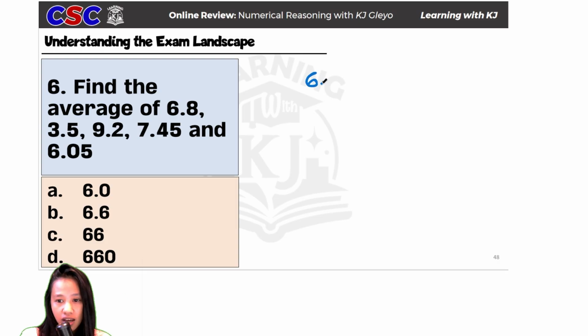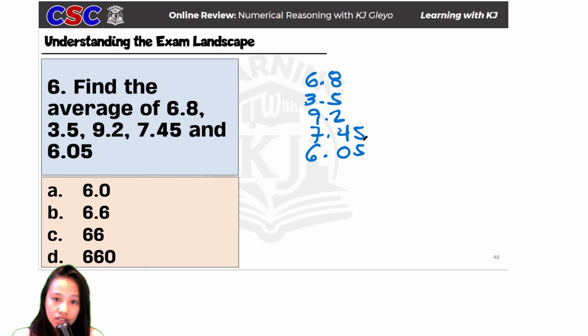So sometimes I find other ways. But for now, let's just do the manual solving. Katulad nito, 3.5, 9.2, and then we have 7.45. So the basic way to do this one is make sure that you align the decimal points and the units, tens units man siya, ones units man, or yung hundredths unit. So we have here 6.05. So you can just skip this step if you already know it.